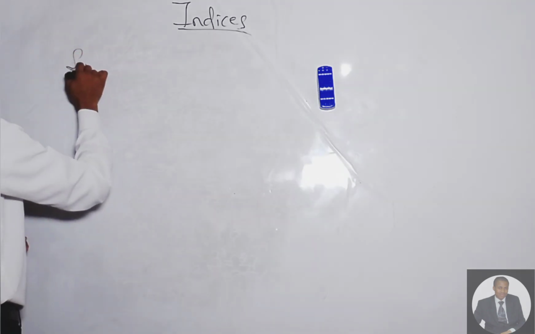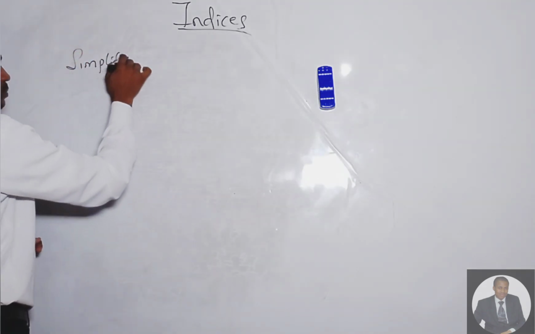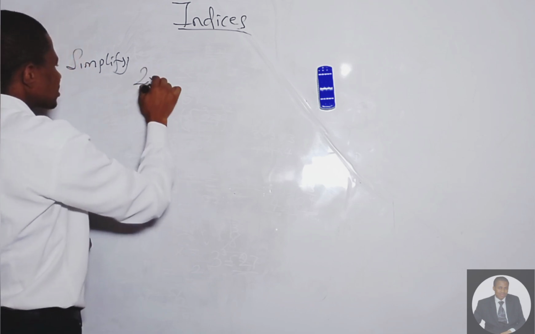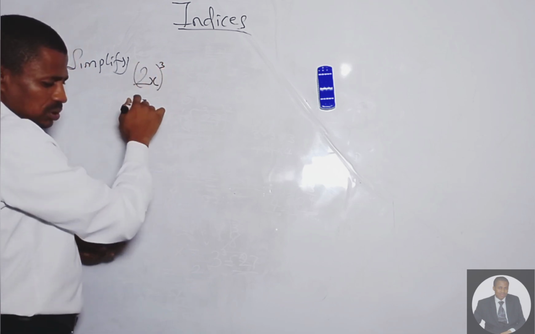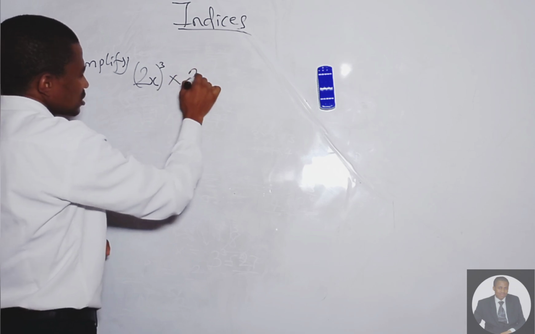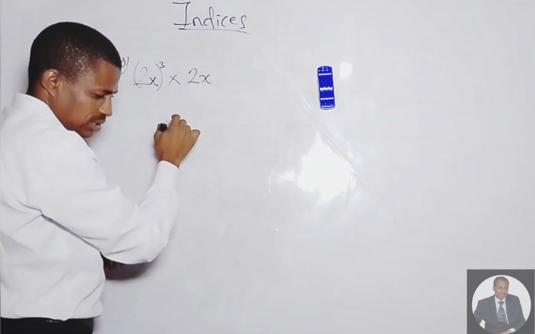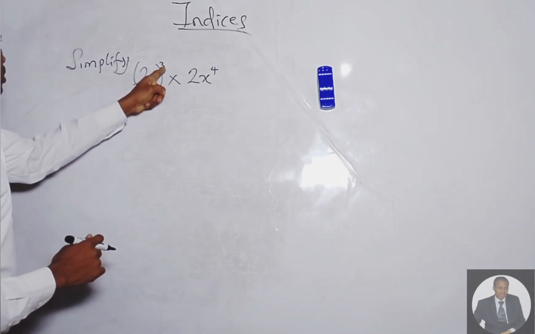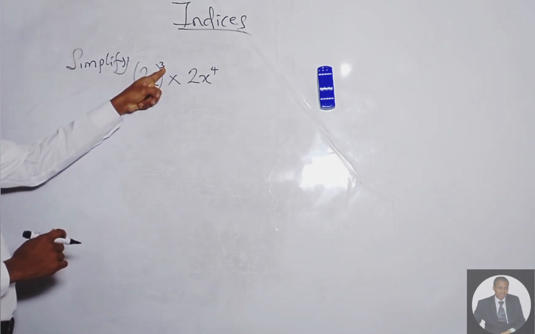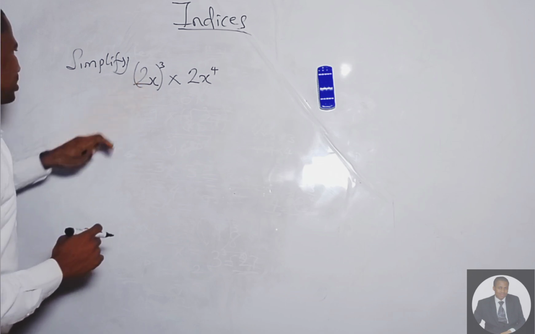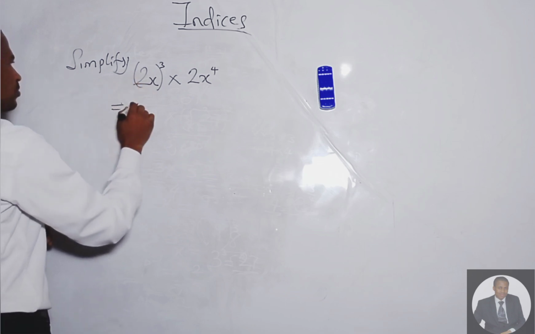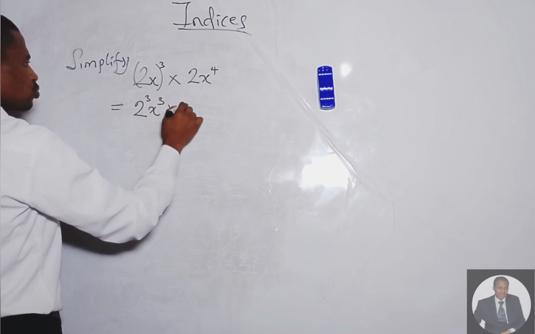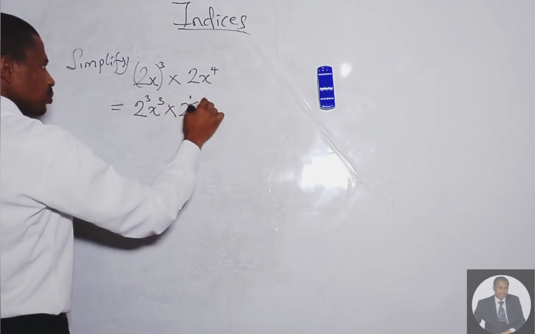Simplify. If we were to simplify something like this: 2x cubed times 2x raised to power 4. This 3 on top, this exponent affects the 2x that is here. So what we'll have is 2 raised to power 3, x raised to power 3, times 2 raised to power 1, x raised to power 4.